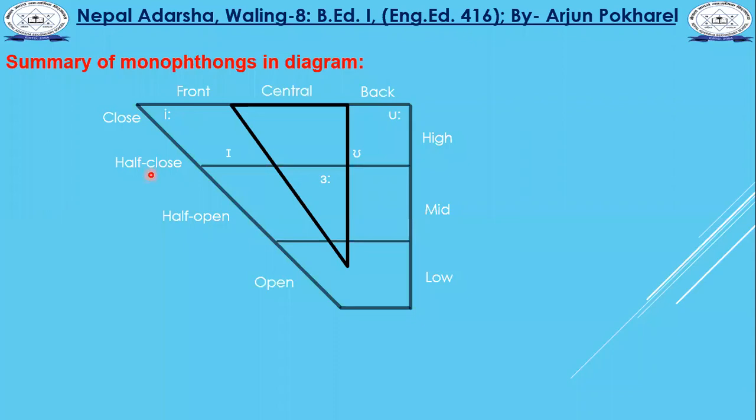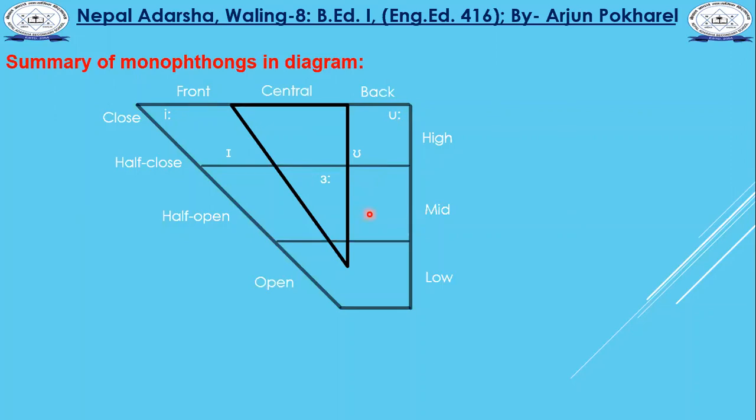Length, short and long, is much easier to identify, because this is the vowel with a diacritic mark. This colon mark is what? The vowel with a colon mark is a long vowel. This is a long vowel, this is a long vowel here, and these two are short vowels here. So you can easily identify the length of the vowel. It is very simple.